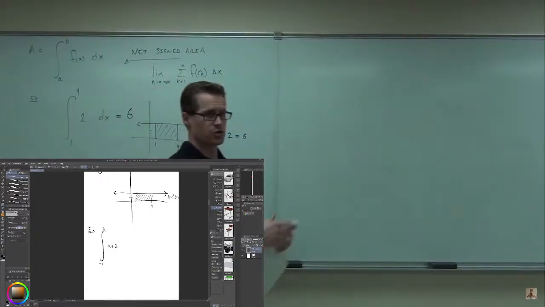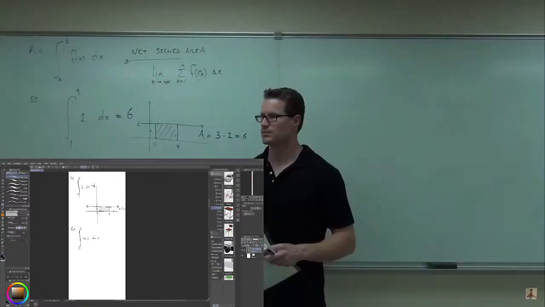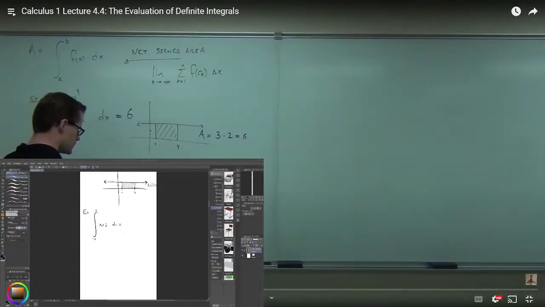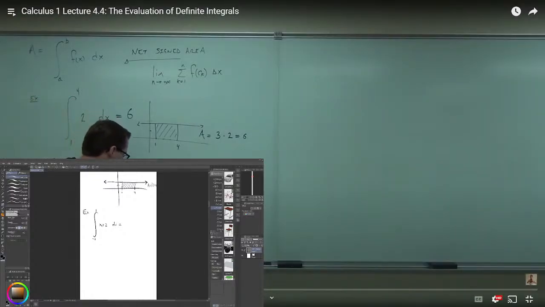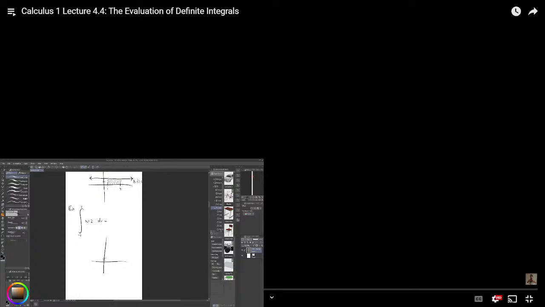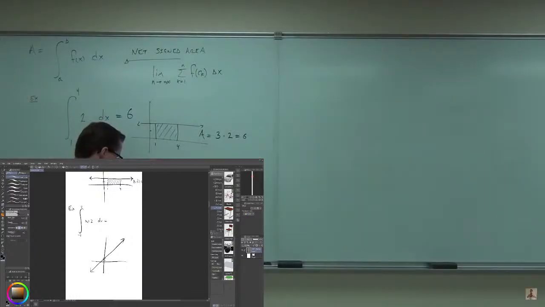How about x plus 2? Could you graph x plus 2? So x plus 2 says I'm going to start at 2. My slope is 1, so this is going to give me that line.